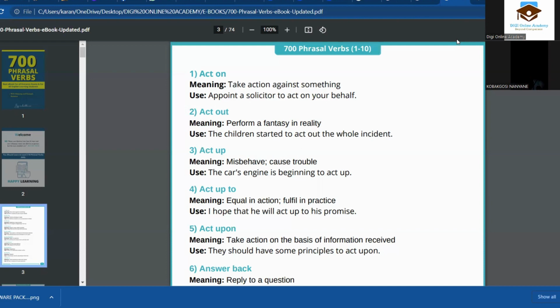Give me a simpler sentence. My son acts up when he sees people around. Good job, David. Awesome. Good sentence.